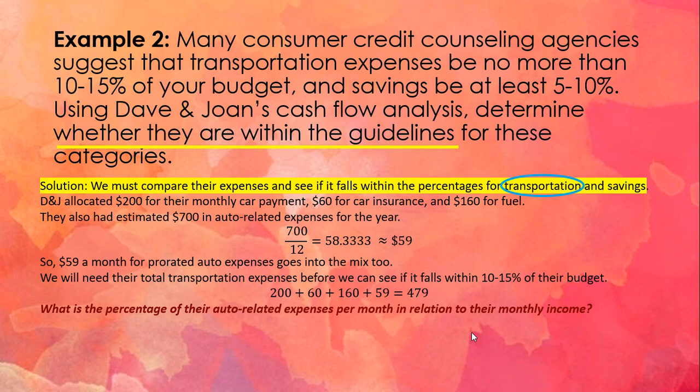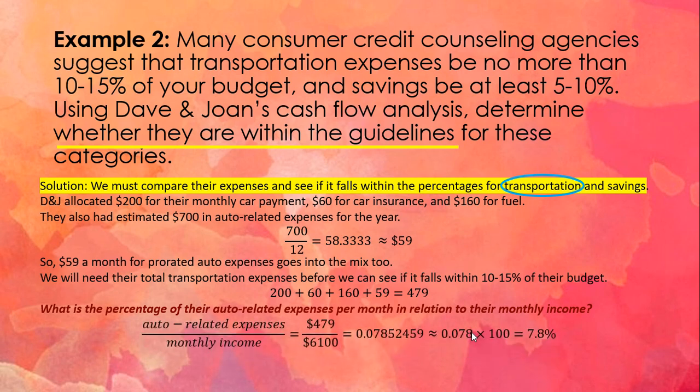So it's their auto-related expenses per month in relation to their monthly income. So the way we're going to do this is set up a proportion. Auto-related expenses, which we just found out, divided by monthly income gives us 479 divided by 6,100, which gives us 0.078 approximately. Converting this to a percentage gives us 7.8%. Since 7.8 is less than 10 to 15, then yeah, they're within the transportation budget. They don't want to spend any more than 15%. So they're actually under budget, which means they're doing pretty good.